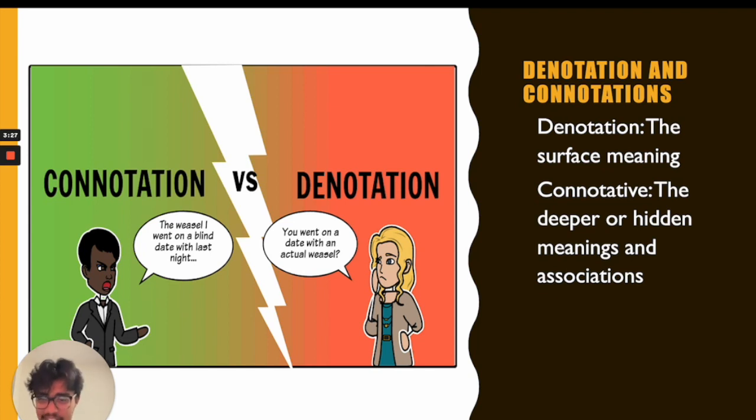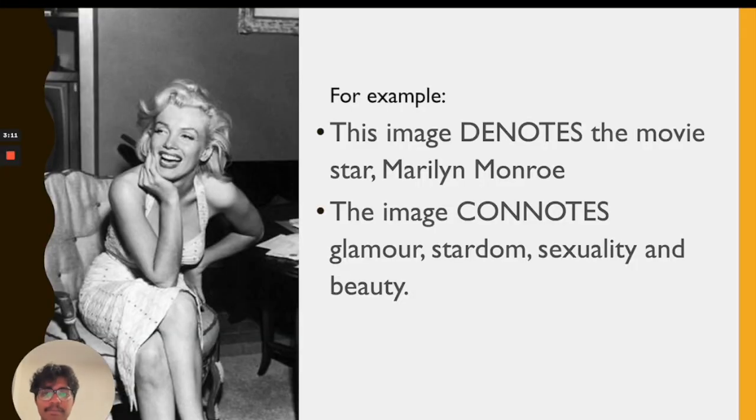Connotations can be influenced by a variety of factors, including historical and cultural context, personal experience, and emotional associations, and they can also change over time as social attitudes and values change, right? For example, in this image we can see the image denotes the movie star Marilyn Monroe, but the image connotes that she is glamorous, stardom, and presents the sexuality and the beauty of the person, right?